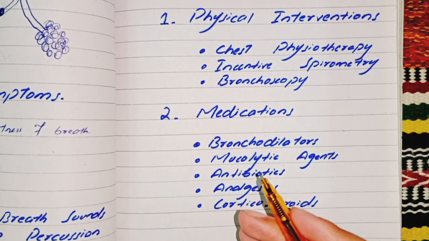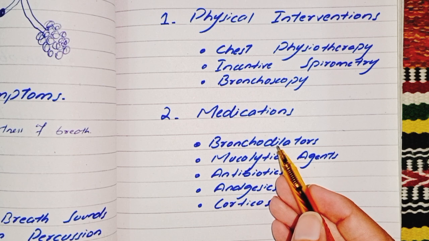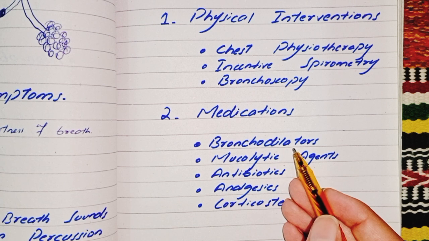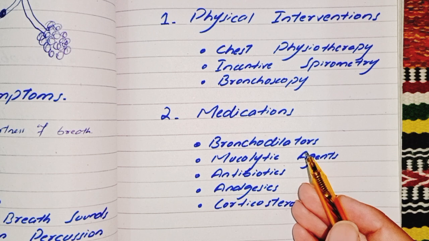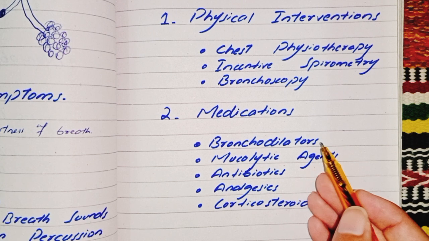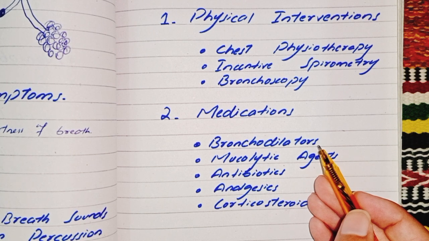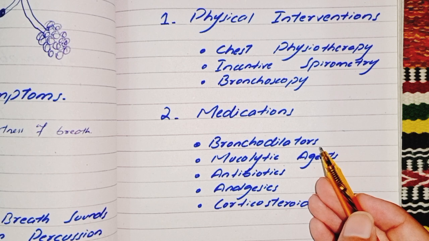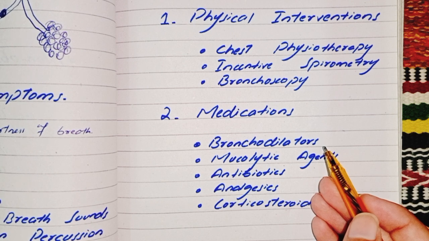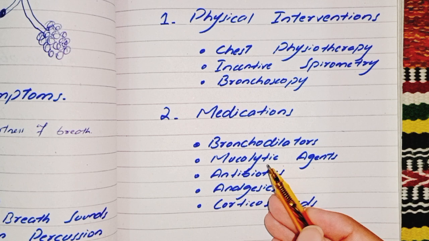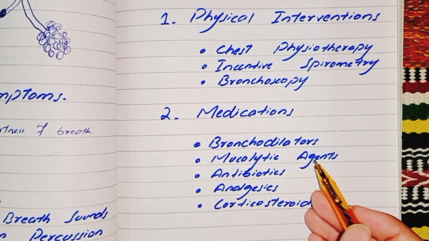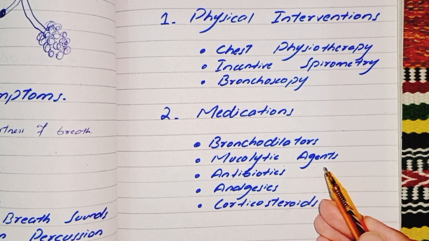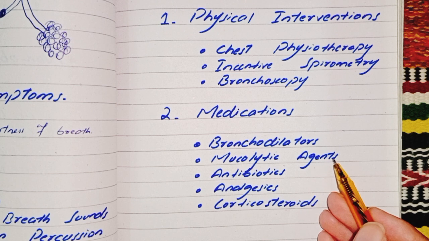In medications, first we use bronchodilators. Bronchodilators are used in cases where airway obstruction contributes to the atelectasis, especially in patients with asthma or COPD. These medications help to relax muscles around the airways, improving airflow to the lungs. Second are mucolytic agents. Mucolytic agents may be prescribed to thin or loosen mucus, making it easier to clear from the airways, particularly in obstructive atelectasis.